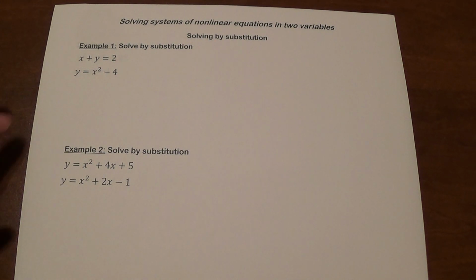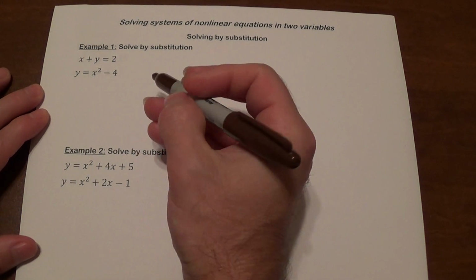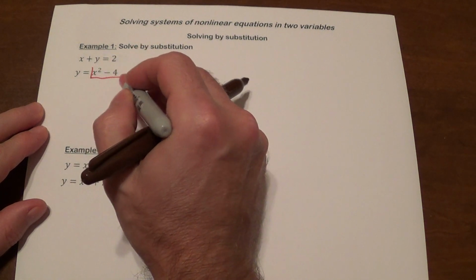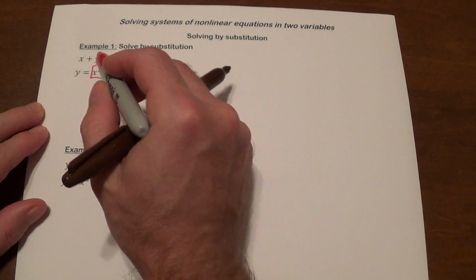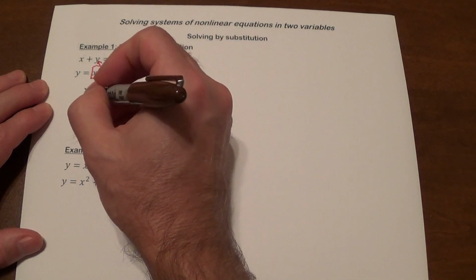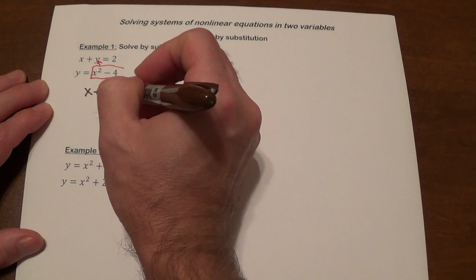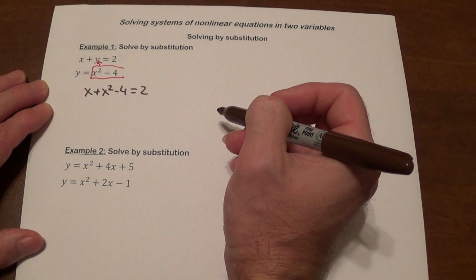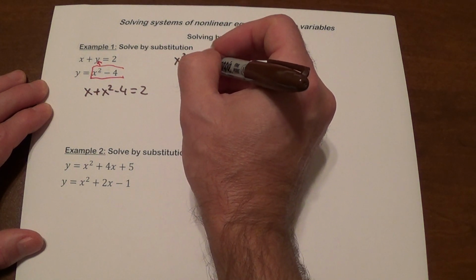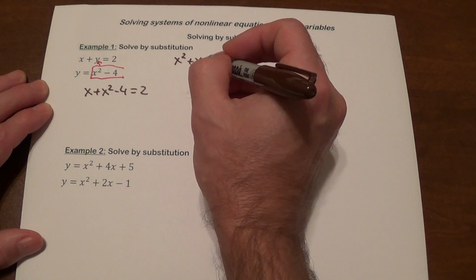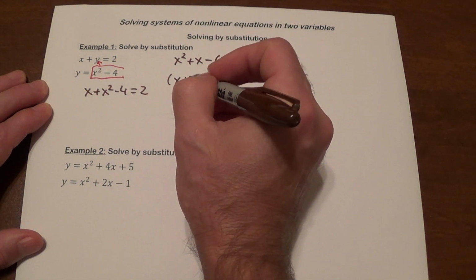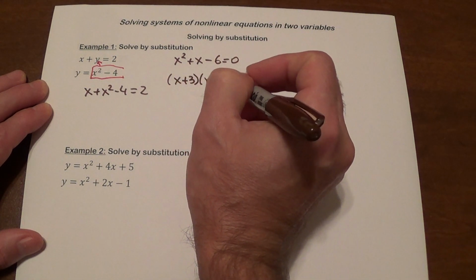Okay, so let's start. This one says to solve by substitution. So if you want to solve this by substitution, we have this expression that equals y, and we can substitute it right there for y. So what do we have then? We're going to have x plus x squared minus 4 equals 2. We're getting a quadratic equation here, so it's going to be x squared plus x minus 6 equals 0. We can solve it by factoring. x plus 3 times x minus 2 equals 0.